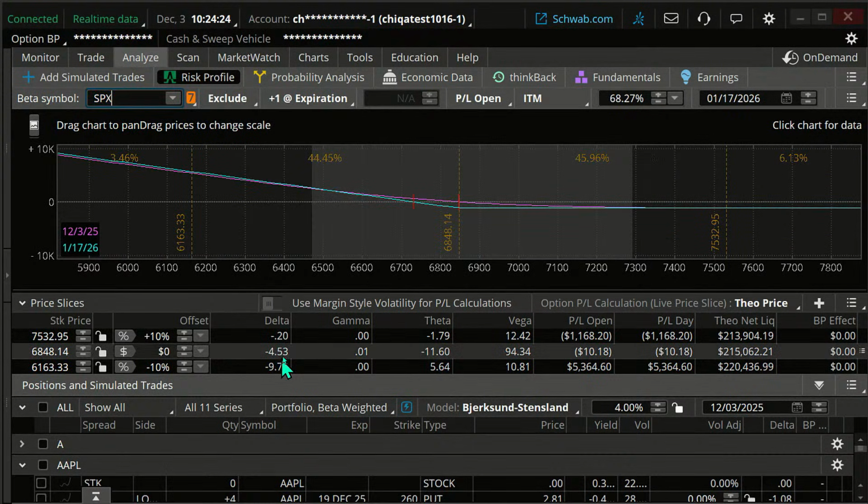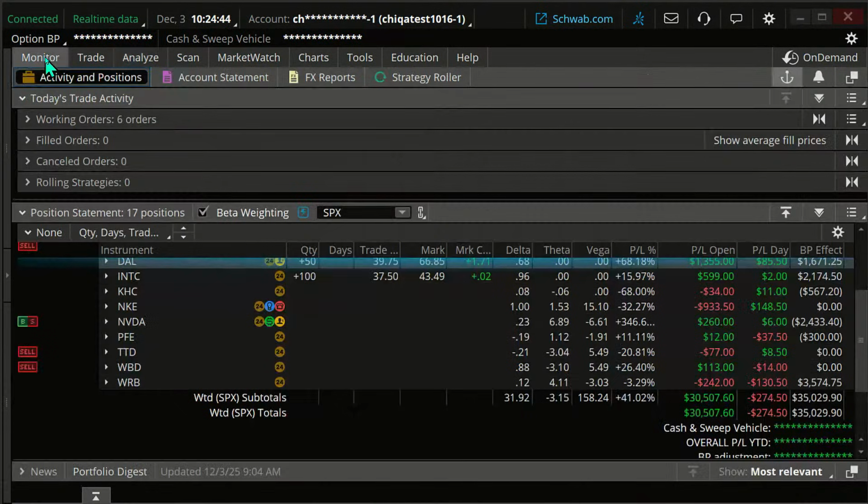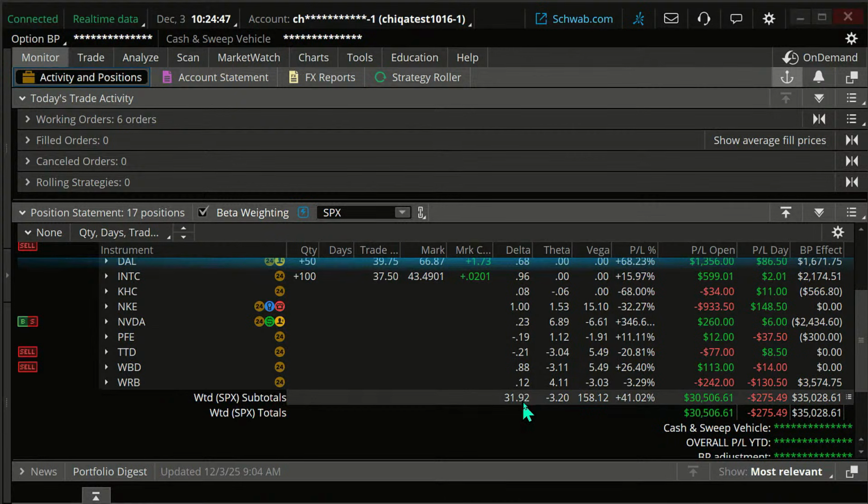My delta here is going to be about -4.5. Now, delta changes as the index changes, the stock changes. But right now, it's about -4.5. So if I do this trade, what would a -4.5 do to us? It would reduce my delta from about 32 down to about 27 and a half. Okay? That's the impact it would have.